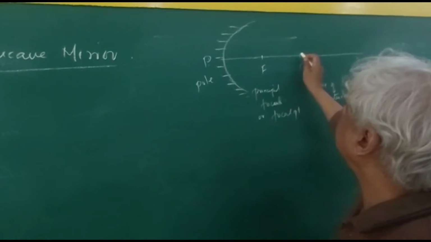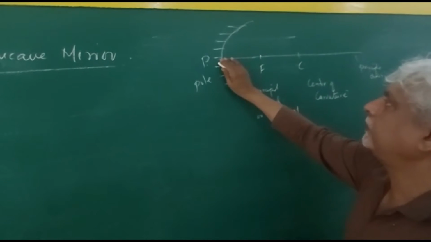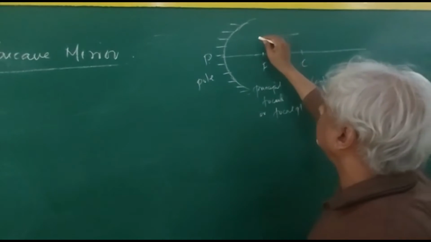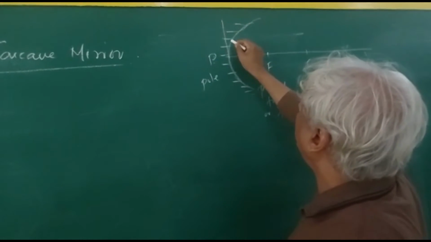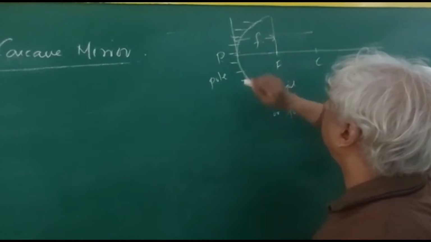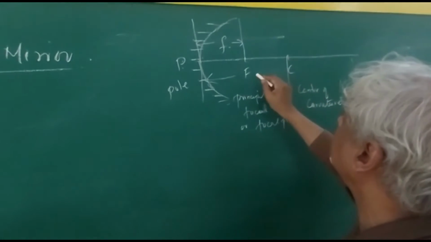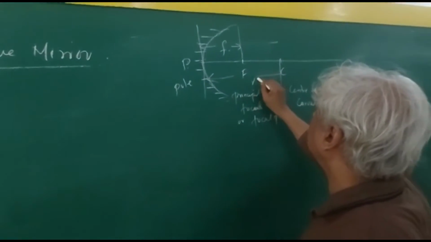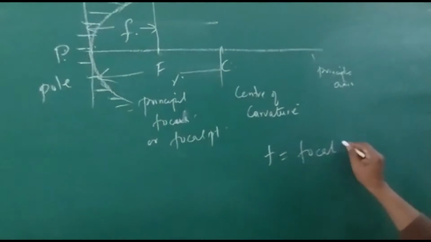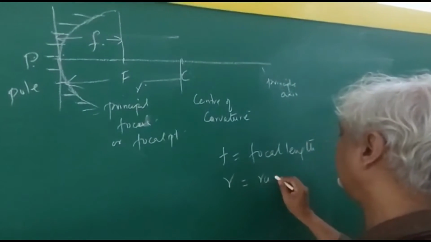C is the center of curvature, which is twice the distance between the pole and the principal focus, or the focal point. The distance between the pole and the focal point is your focal length. The distance between the pole and the center of curvature is the radius of curvature R. This F is the focal length and R is the radius of curvature.